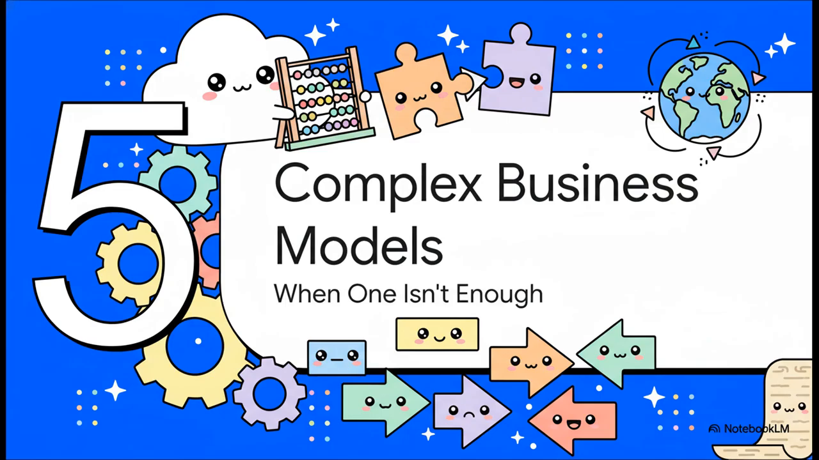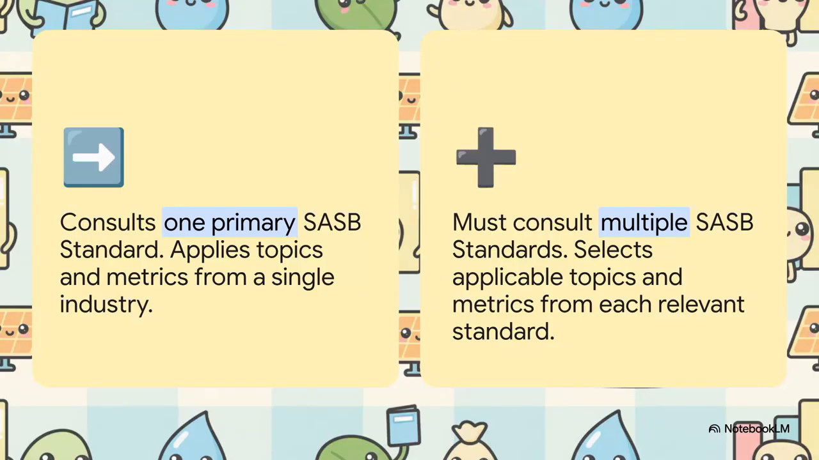Okay, the airline example was pretty clean, but I know what some of you are thinking. What if my business is way more complex than that? Well, this next section is for you. Let's talk about handling complex business models where one standard just isn't going to cut it. For a more complex business, the approach obviously has to adapt. A simple business, like our airline, can consult one primary SASB standard.